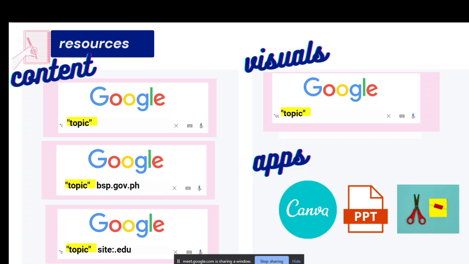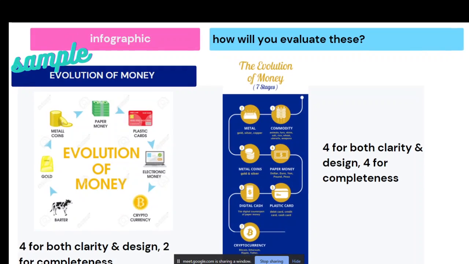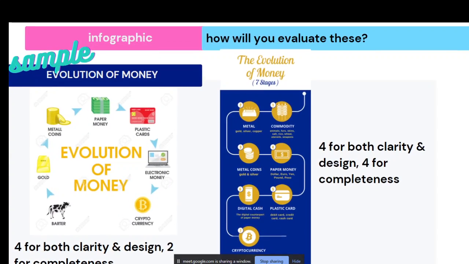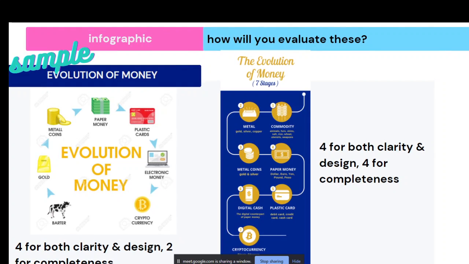For the visuals, just click or Google the topic. For the apps that you could use, apps like Canva, PowerPoint presentation, or you could also cut and paste. So ito yung sample natin ng infographic. Ayan. This one is an example of infographic. It has information regarding the evolution of money, which is one sample. Makikita natin dito na pwede, for both clarity and design, diba?